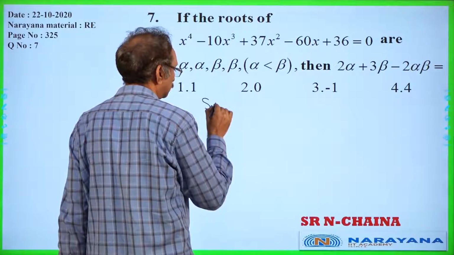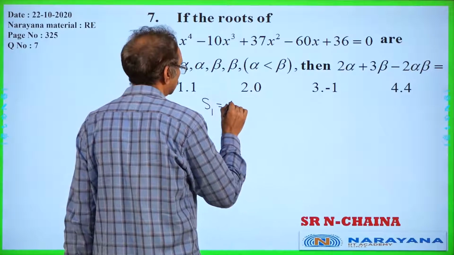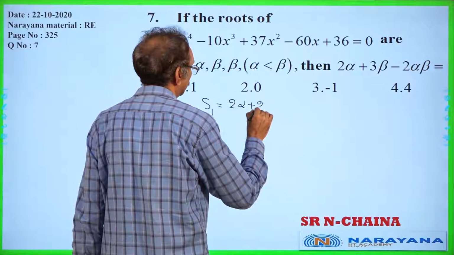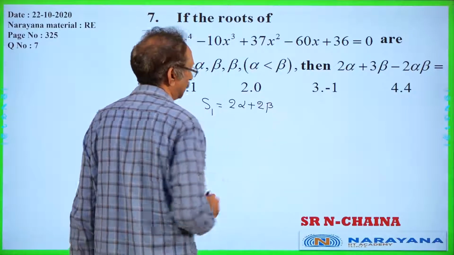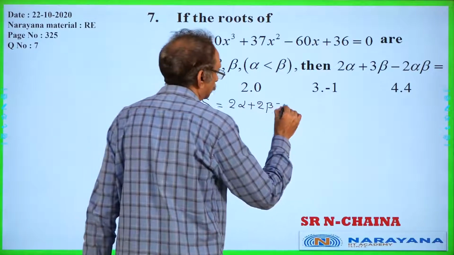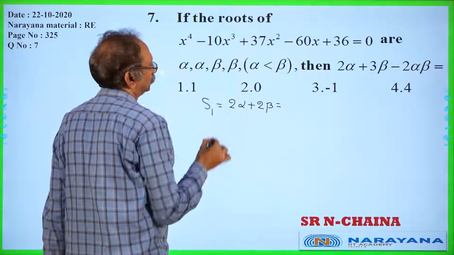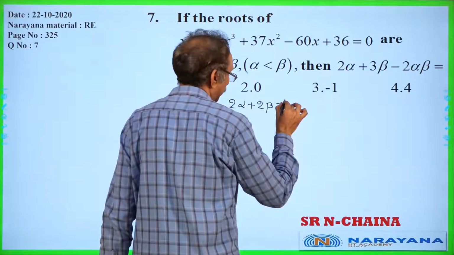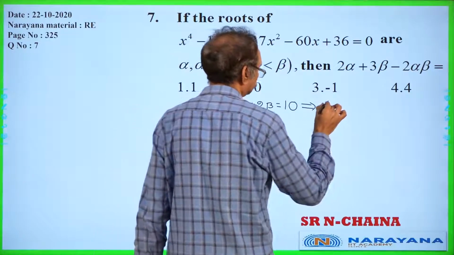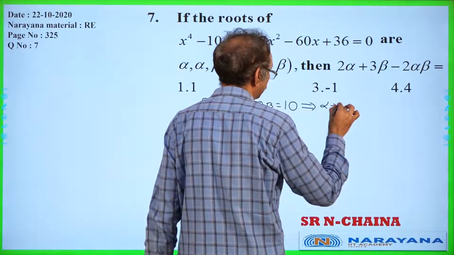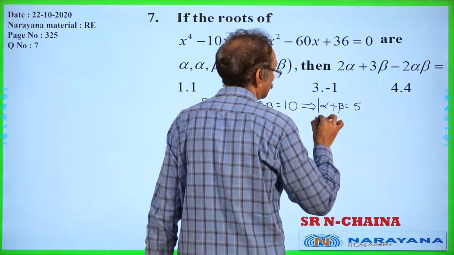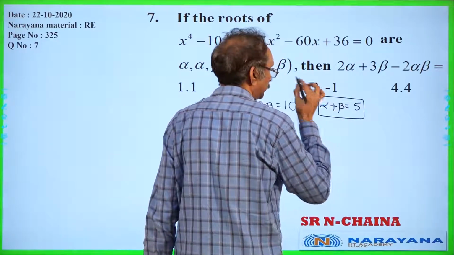So, sum of the roots first. S1 is alpha plus alpha, 2 alpha, beta plus beta, 2 beta. So, 2 alpha plus 2 beta is equal to the sum of the roots, which is minus of minus 10, that is 10. So, alpha plus beta is equal to 5. So, we got a relation between alpha and beta.